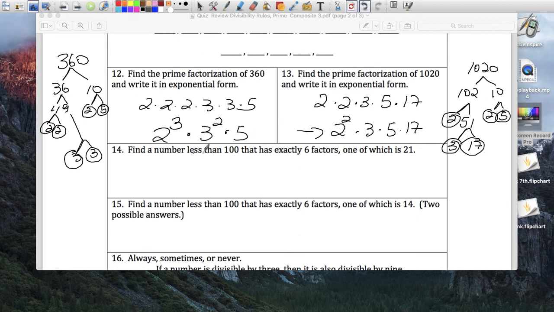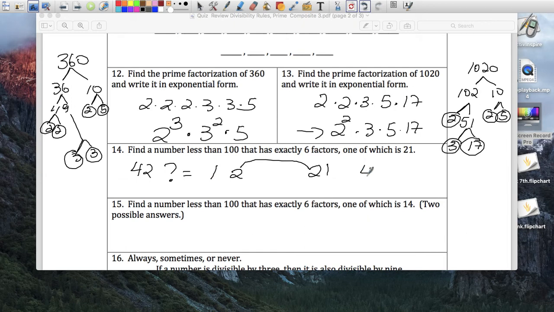Number 14: find a number that is less than 100, which has 6 factors, one of which is 21. So there's a number over here that, if you do that factor thing, one of its factors is 21. I don't know what the other pair is, so let's pretend that 21 came with 2. My mystery number would be 42, right? Because 2 times 21 is 42.